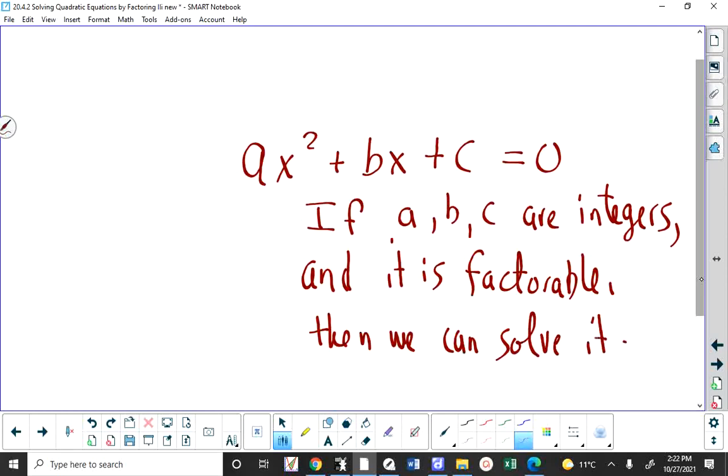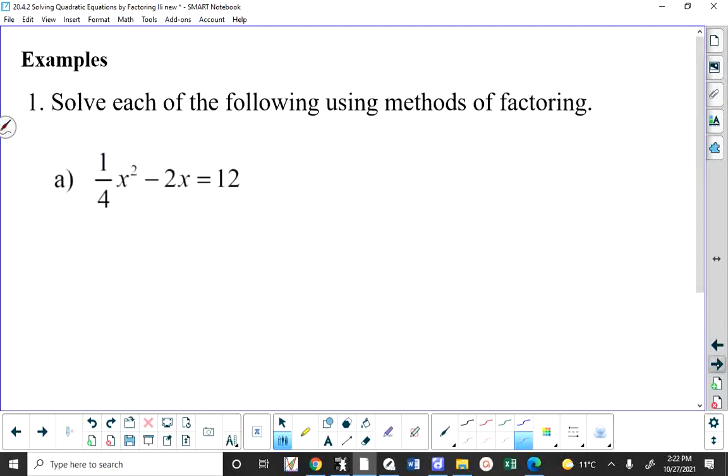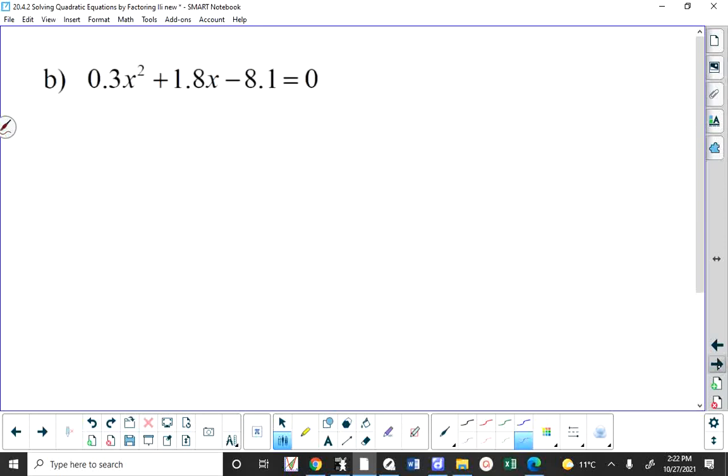Right? We had this discussion yesterday, what if it's not factorable? Well, we'll get to that later. But the bottom line is if it's factorable and those numbers are integers, then we can do it. Our goal today is to take questions like A, where it turns out it's going to be factorable, but the coefficient of x squared is not an integer. Like B, where the coefficients are decimals and not integers. Same thing. Fractions, not integers.